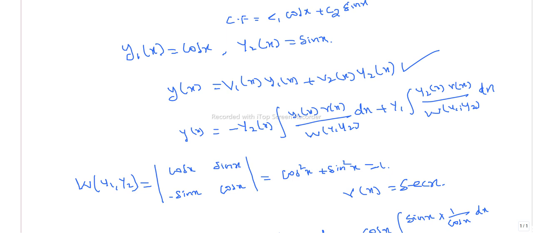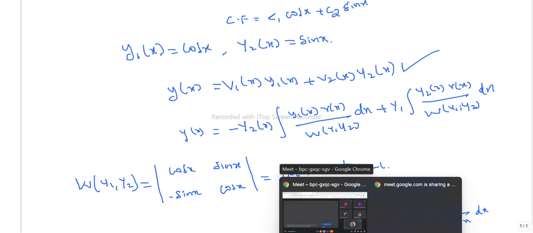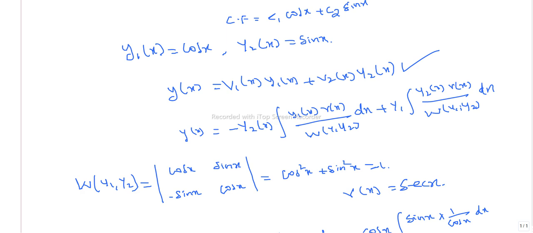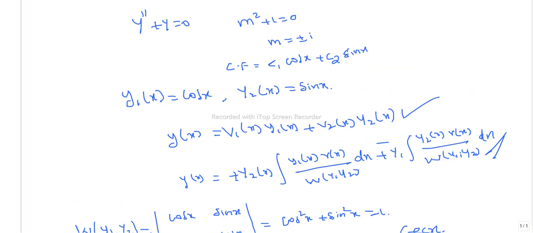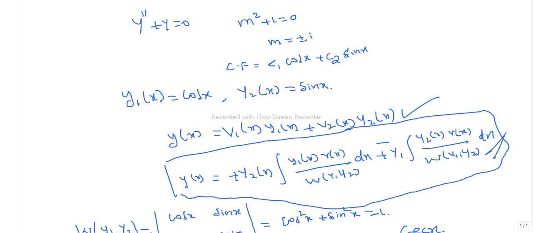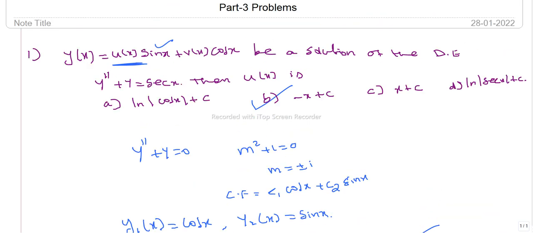So we know this formula, right? I already mentioned this formula. I don't know exactly whether this is plus or minus, but anyway we have to look into it. So anyway, this is the idea. You can take this as a solution, or otherwise just take this as a formula. Once you know y1, y2 and the Wronskian, substitute everything, and the coefficient of sin x is the u of x, so you will get an answer.